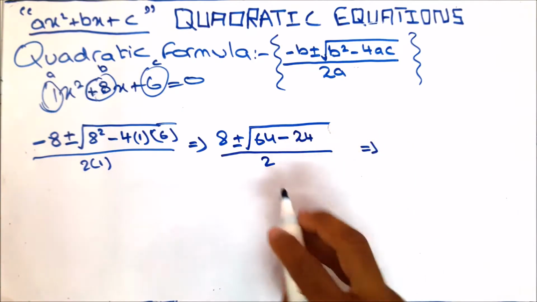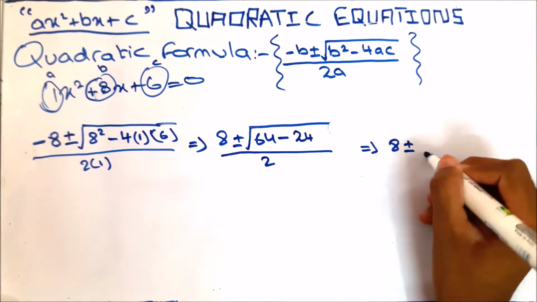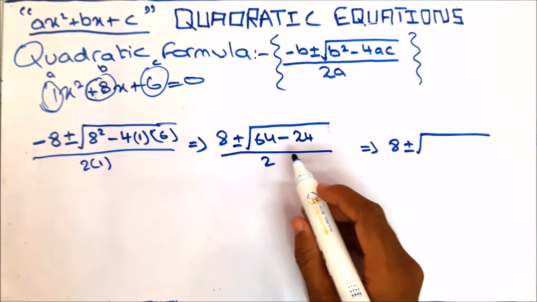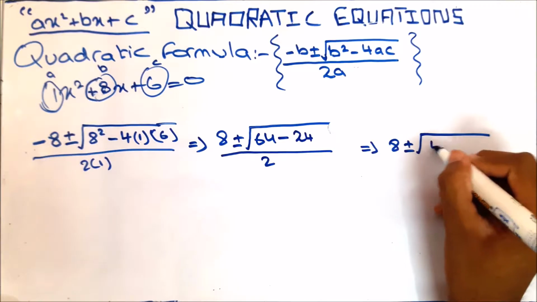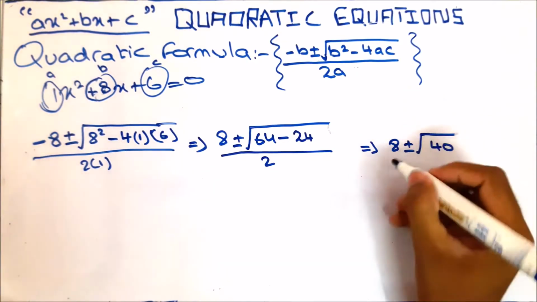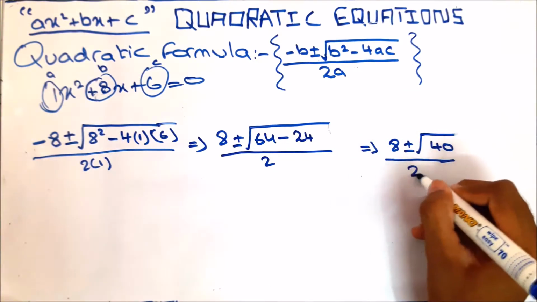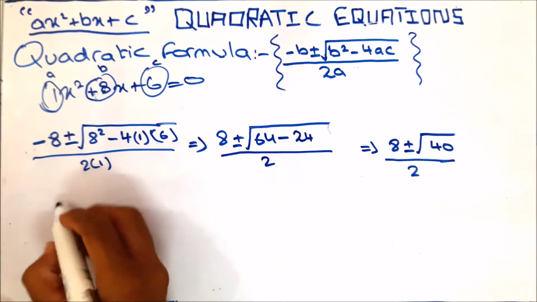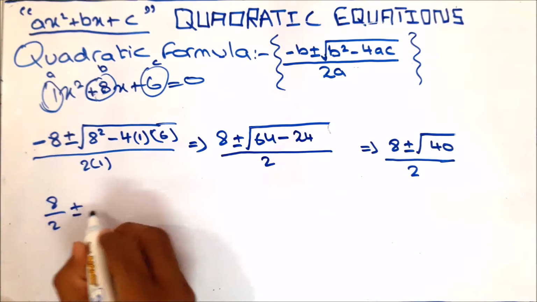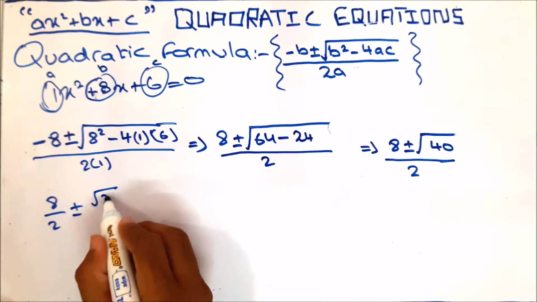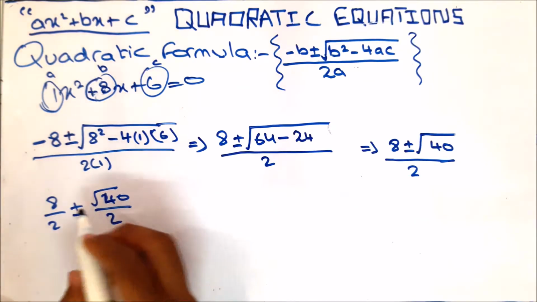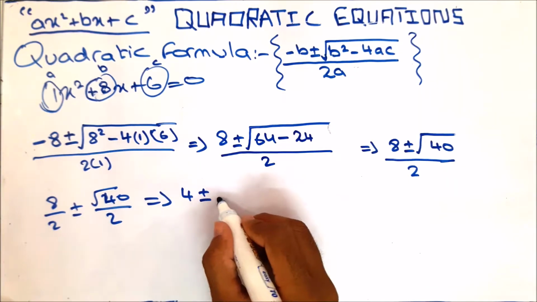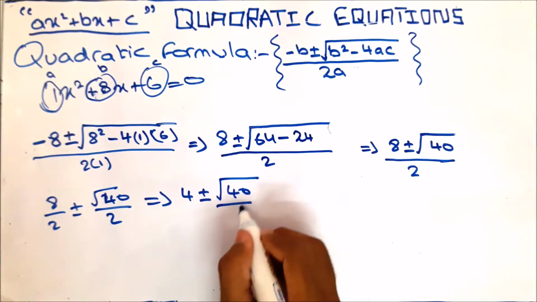Now when we move on, we get a plus minus the square root of 64 minus 24, which is 40, and this divided by 2. Okay, so we are almost near the answer. We can divide 8 by 2 and have a plus minus the square root of 40 divided by 2. This becomes 4 plus minus the square root of 40 divided by 2.